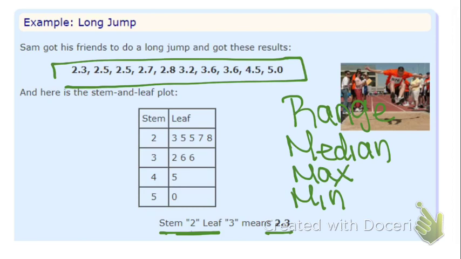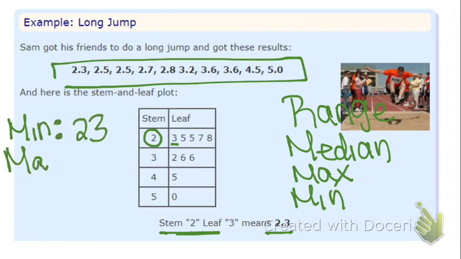Now, how would I identify the minimum? This is my first number, 2.3. So I know that my minimum, or my smallest number in the stem and leaf plot, is 2.3. My maximum is going to be my last number in the stem and leaf plot. In this case, it's 5.0. So I just identified my minimum and my maximum.